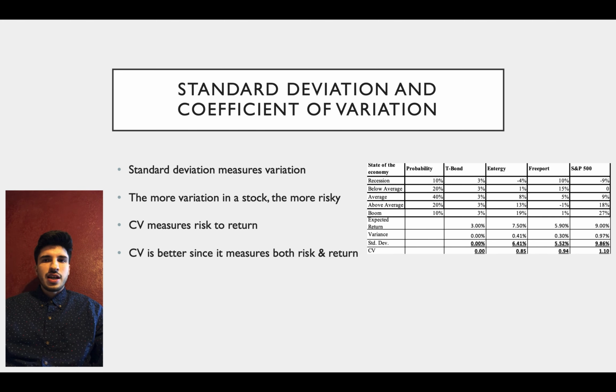Next, I will talk about the standard deviation and coefficient of variation. The standard deviation measures variation from the mean. The more variation in a stock, the more risky it is. The coefficient of variation is the risk to return ratio, essentially. So the CV is a better measure since it measures both risk and return.